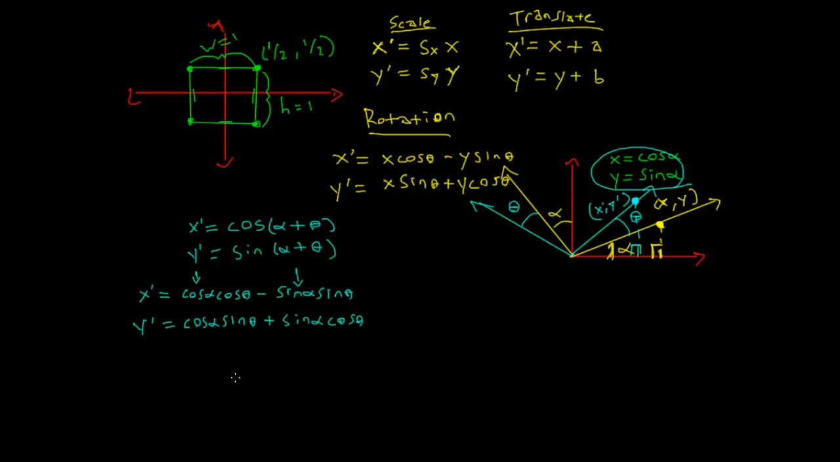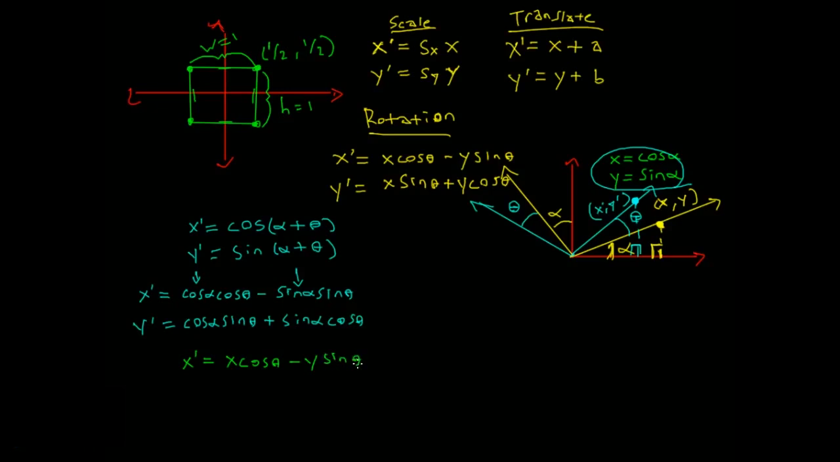Okay, that's clear. So if we are to write this equation again, we can write x prime is equal to, so we can replace this by x, because cos alpha is x here, so x into cosine theta minus, so sin alpha is y, so we can say y sin theta.